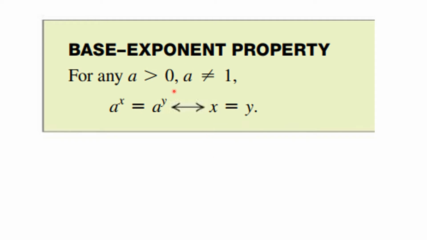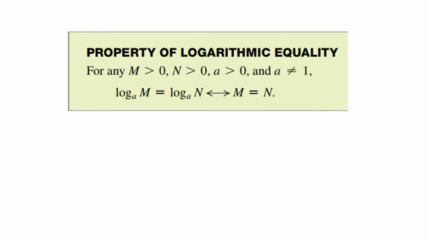The base exponent property tells us that if the base is the same, a to the x is equal to a to the y, it's a in both cases, then x equals y. Certainly if x equals y, then a to the x equals a to the y. So you see this really goes both ways. This is if and only if. This will help us solve some equations.